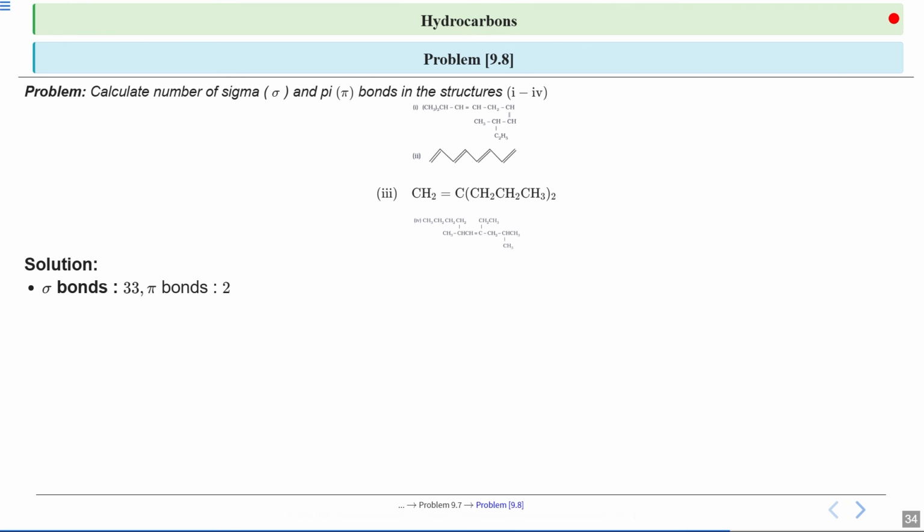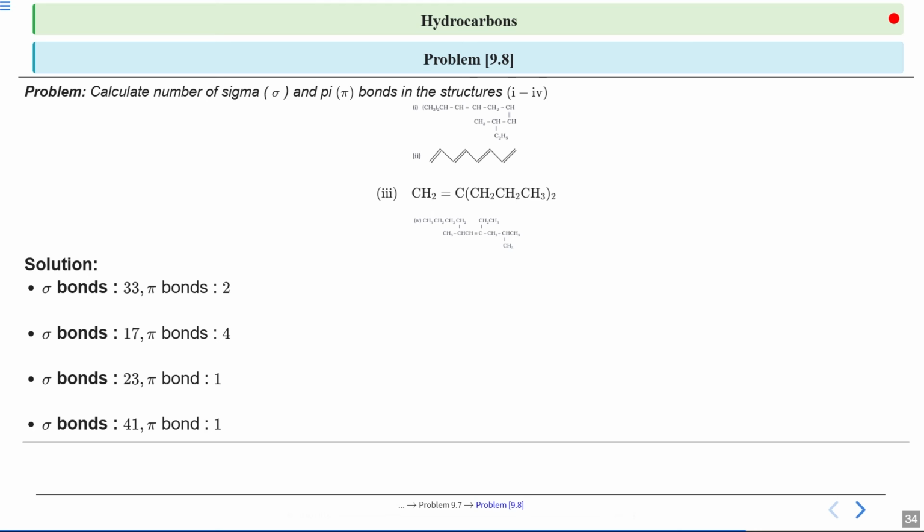So, the number of sigma bonds is 33 and pi bonds is 2. Then in the second compound, the number of sigma bonds is 17 and the number of pi bonds is 4. You can directly look in the image. Then next, the sigma bond count is 23 and pi bond count is 1. And lastly, the pi bond count is 1 and sigma bond count is 41.